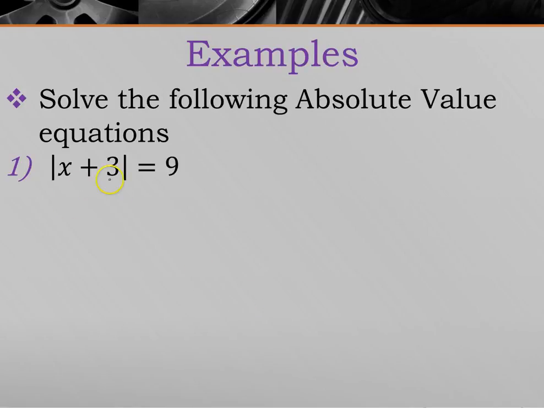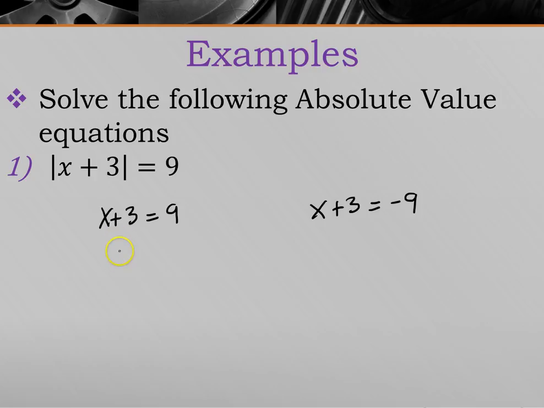So if the absolute value of x plus 3 equals 9, and I want to solve for x, what we're going to do is set x plus 3, the inside, equal to 9, and x plus 3 equal to negative 9. The inside expression never changes. What will change is we use the positive and negative number, because the absolute value of negative 9 is also still 9. That's why there would have to be two answers.